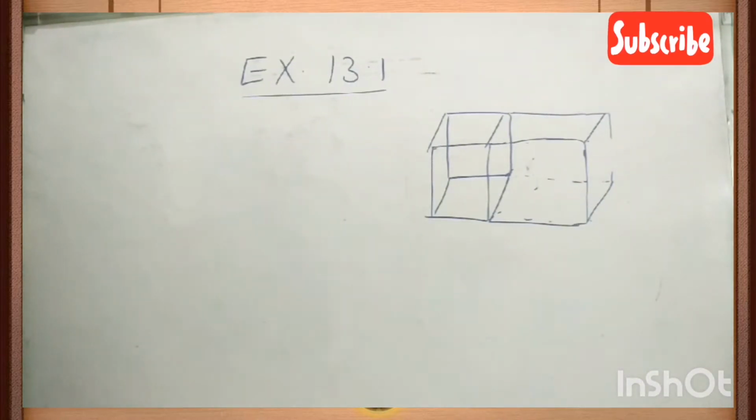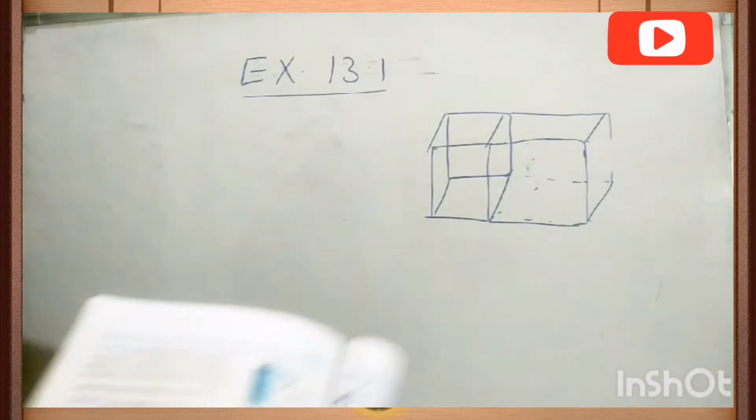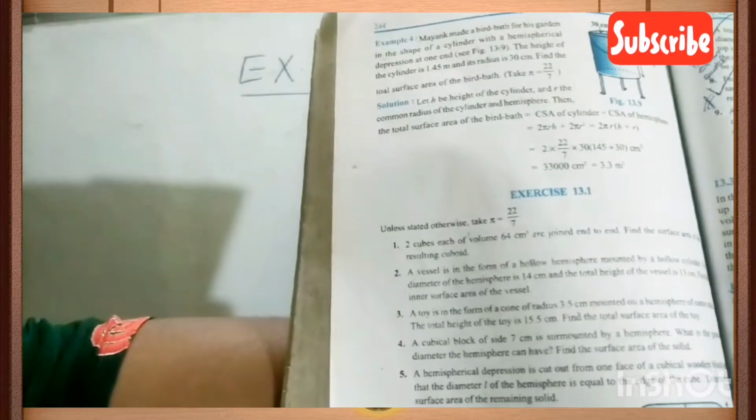Today we are going to discuss exercise 13.1. Question number 1. Two cubes, each of volume 64 centimeter cube, are joined end to end. Find the surface area of the resulting cuboid.